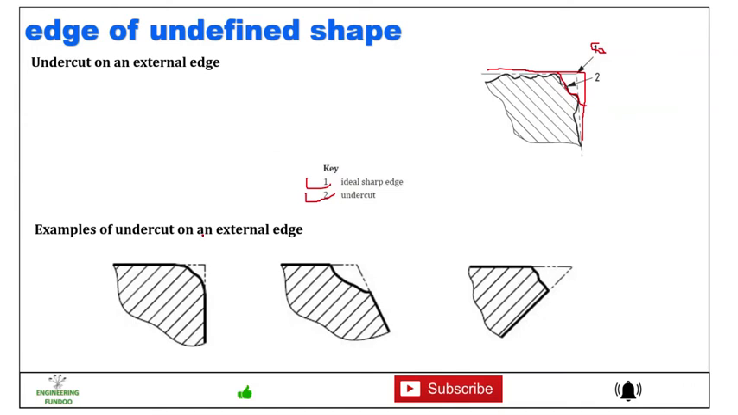So this is the undercut, and these are the examples of undercut on external edges. This is the undercut compared to this sharp corner, and this is also the undercut compared to this sharp edge, and this is also the undercut. So these are the different examples of undercut on external edges.